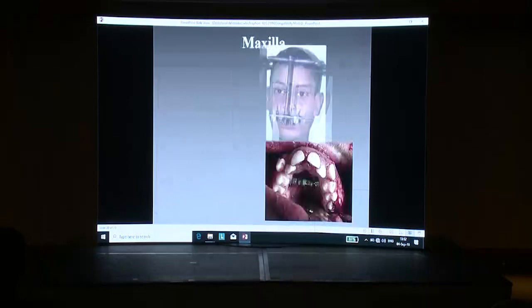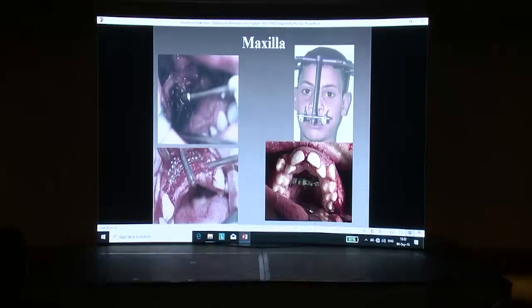Next, please. Also in the maxilla, we have the extraoral, outside the face. It is a big appliance. I don't like it. And we now use more the intraoral appliance. We have this appliance to widen the palate. And we have, even for implants, an alveolar distractor.